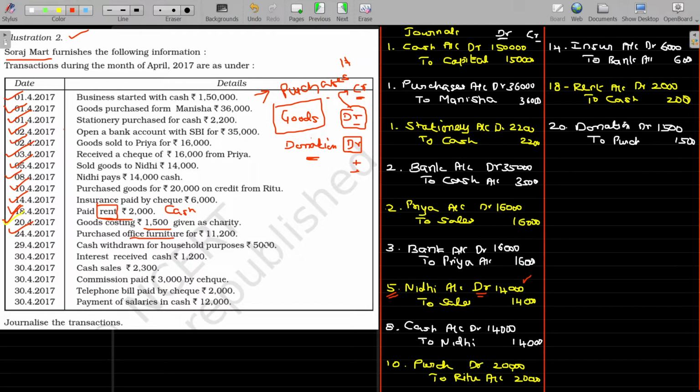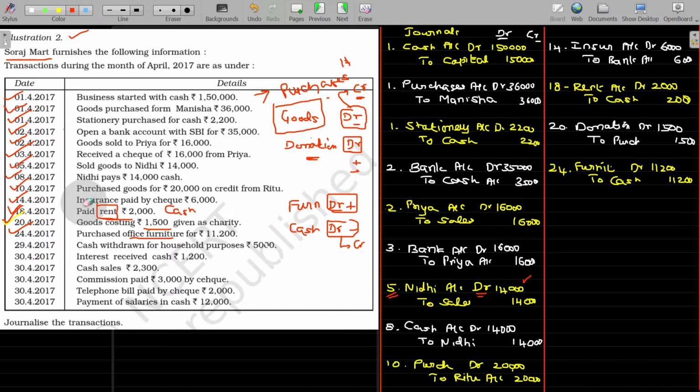24th, purchased office furniture for rupees 11,200. So we have furniture as well as cash. Both are assets, it means both are debit balance. Because of the purchase, furniture increases, cash decreases. To increase the debit, it should be debited. To decrease the debit, it should be credited. Then the final entry being, furniture account debit to cash, the value being 11,200. Is that okay? This is on 24th.